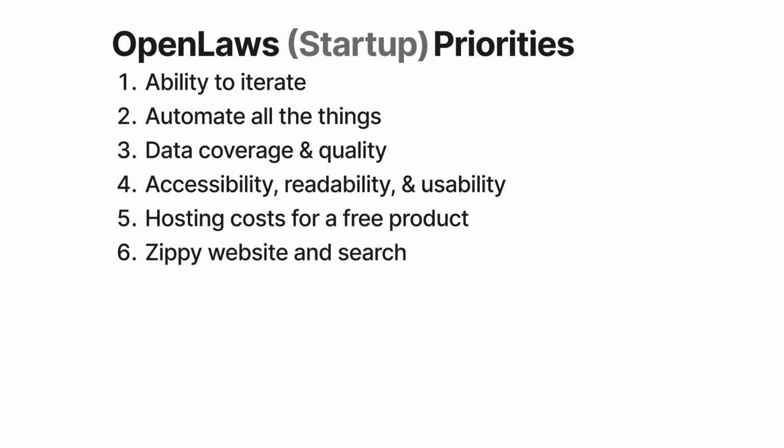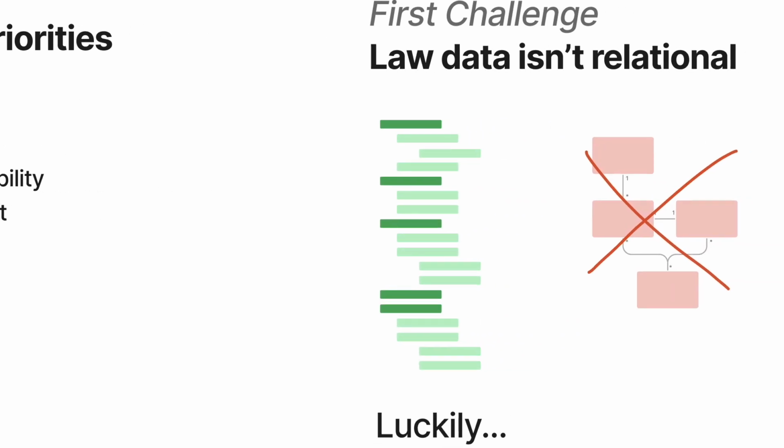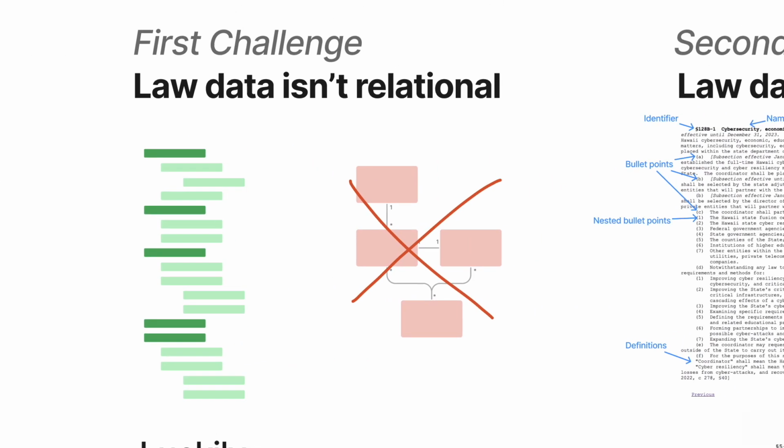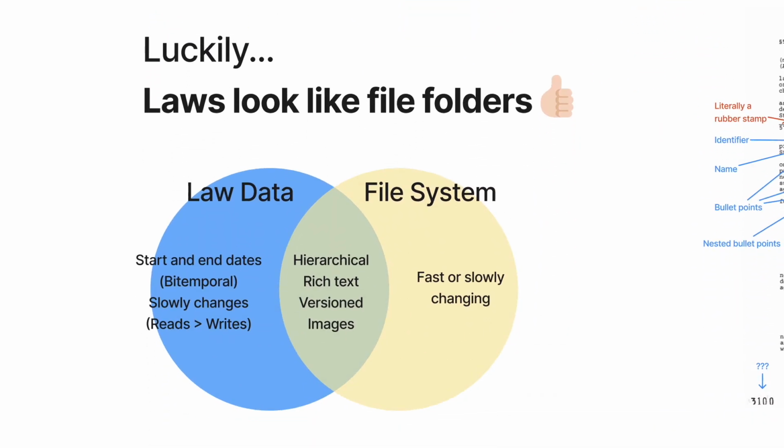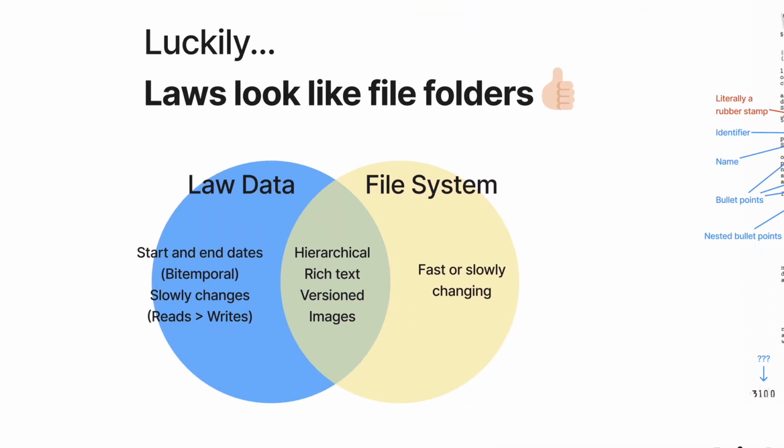Our first technical challenge is that law data can't easily be represented relationally. It's actually hierarchical, meaning sections of laws contain other sections of laws, which contain more sections of laws. And then this hierarchy also differs for every law jurisdiction. In fact, it's often different across different agencies in the same state. Luckily for us, though, law data looks a lot like nested file folders.